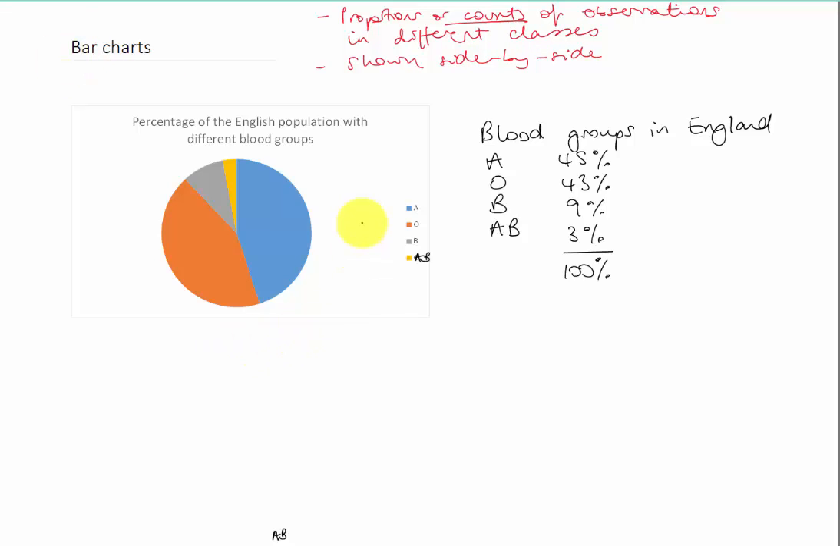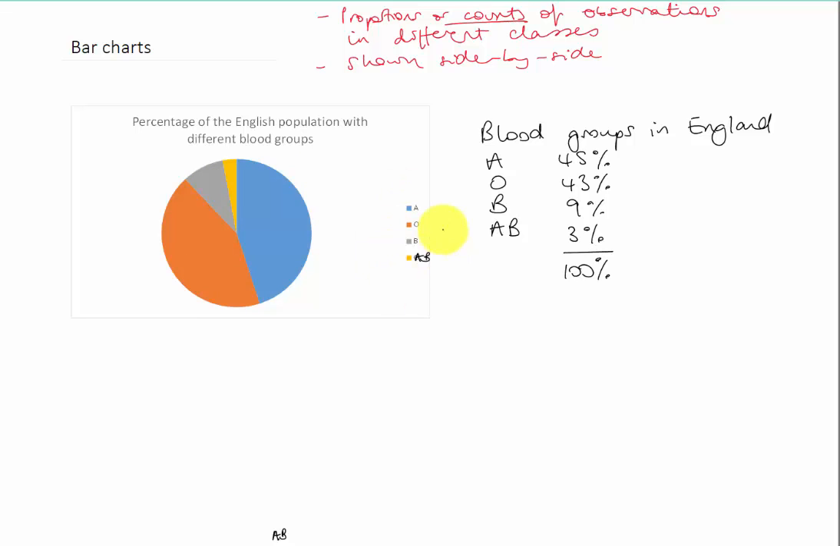So first of all, I'm going to show you another set of data. So that's blood groups in England. So 45% of people in England have the blood group A, 43% have the blood group O, 9% B, 3% AB, and those all add up to 100%.